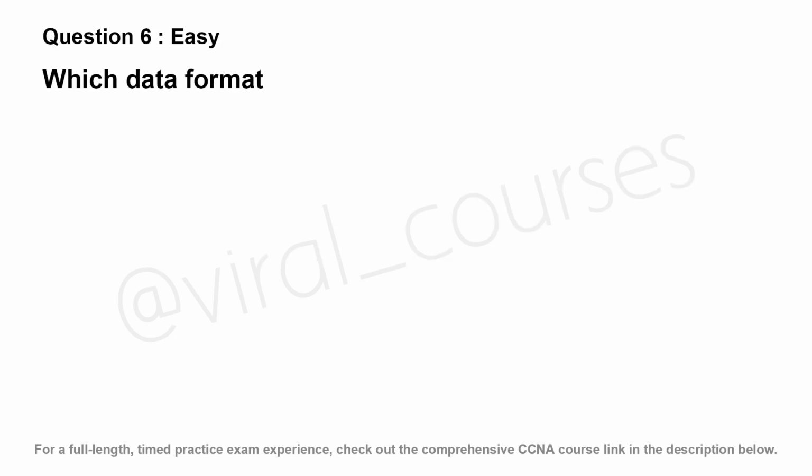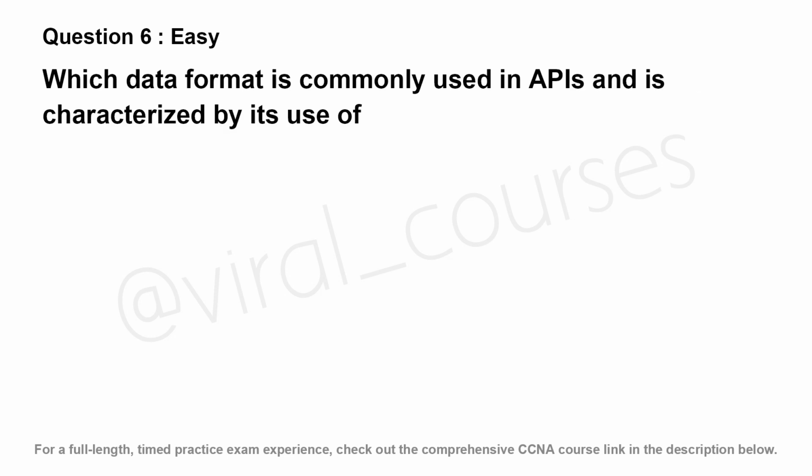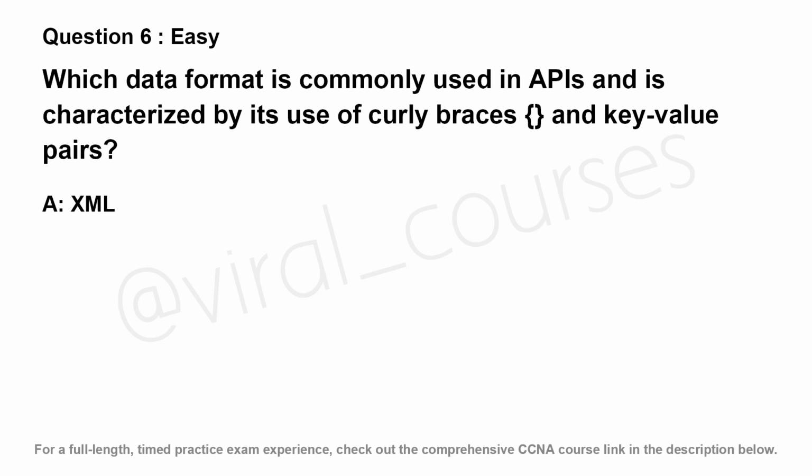Which data format is commonly used in APIs and is characterized by its use of curly braces and key-value pairs? Option A, XML. Option B, YAML. Option C, JSON. Option D, HTML.